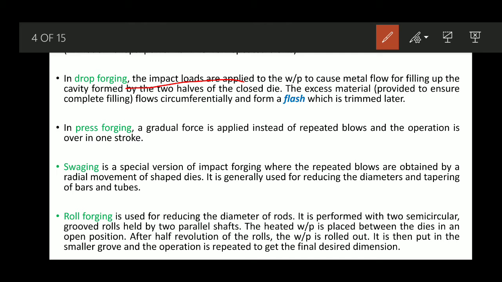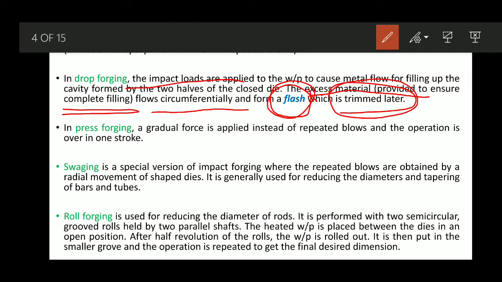Now, as I have already discussed about the flash, the excess material which is provided for ensuring complete filling flows circumferentially and forms a flash. This flash is actually not a part of the final product, so it has to be trimmed later. So it becomes a kind of loss of material, but it ensures that complete filling up of the cavity will be there.